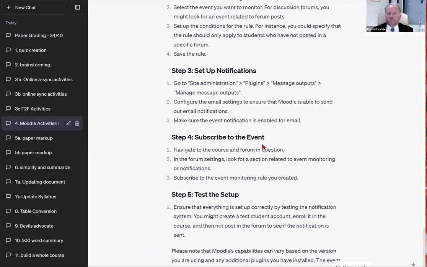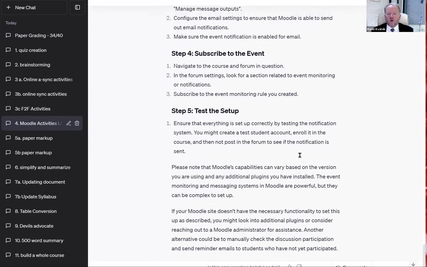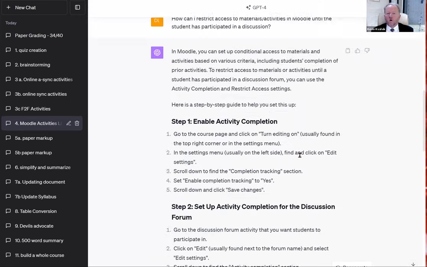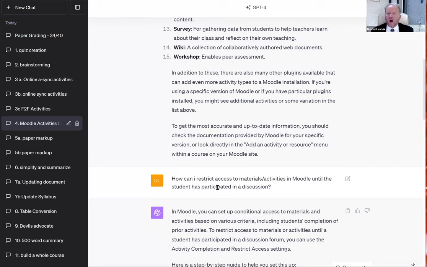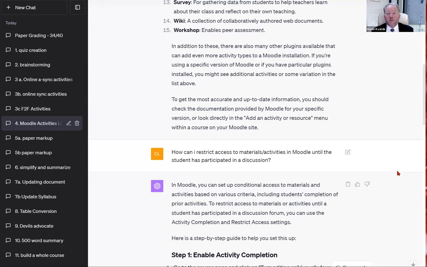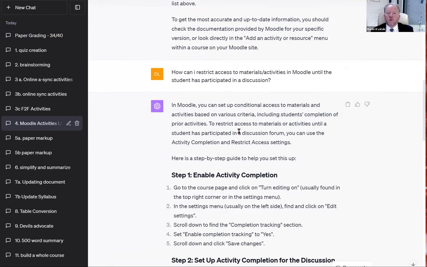So this is pretty good. That's gone through and given me all this stuff about a Moodle activity. So I say, how can I restrict access to materials and activities in Moodle? Now, you probably know this because you've all used it a little bit, the interactions I'm having are iterative, where it'll give me a first answer, then I'll get a second answer. So my second question, I won't pursue this much further, is can you set up a conditional access to materials and activities based on various criteria, including students' completion of prior activities and so on? And this is all about that.